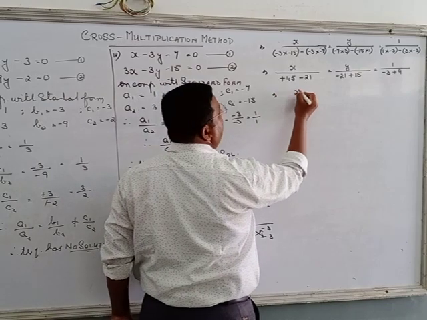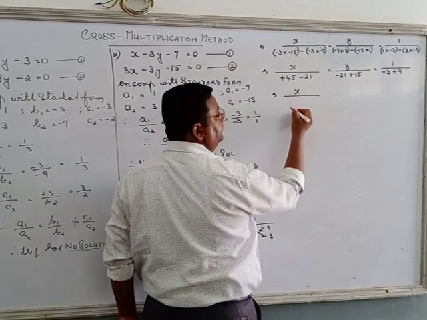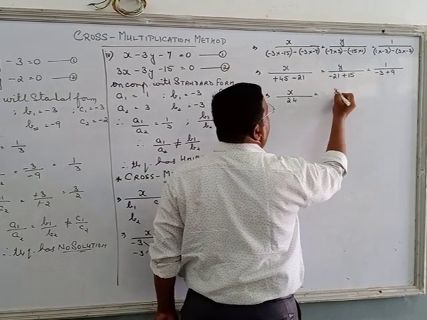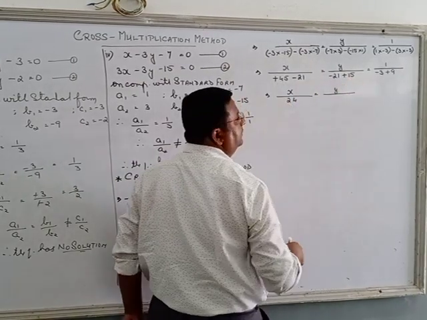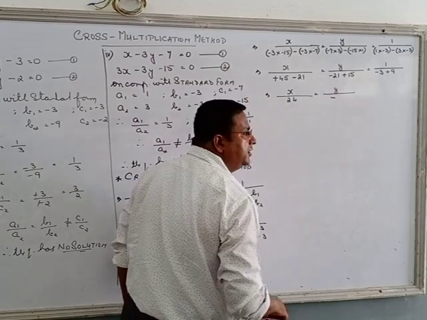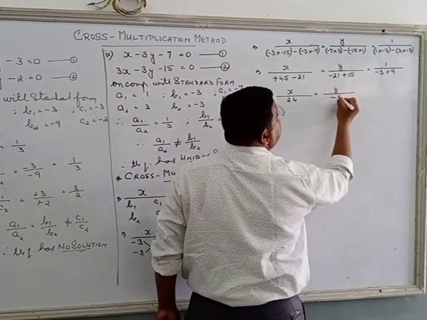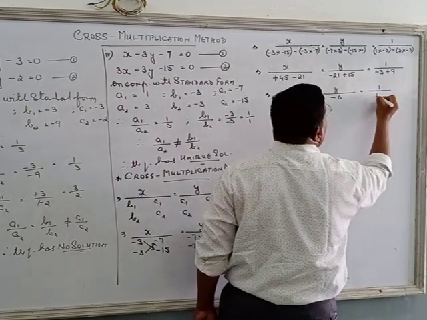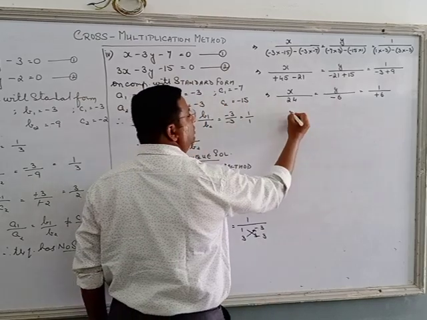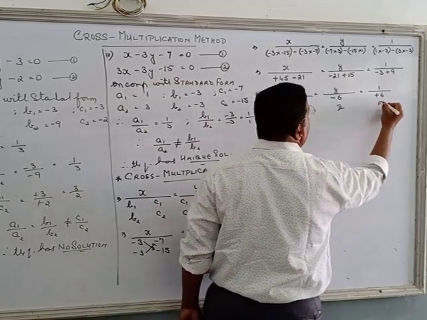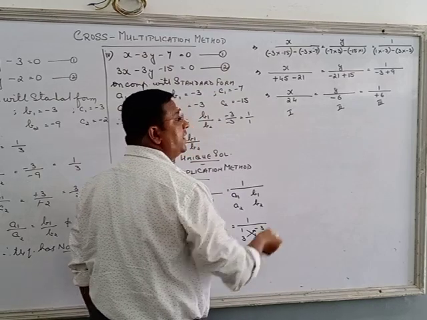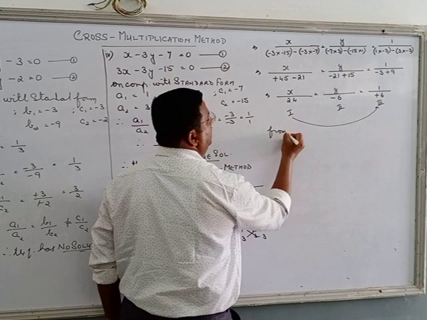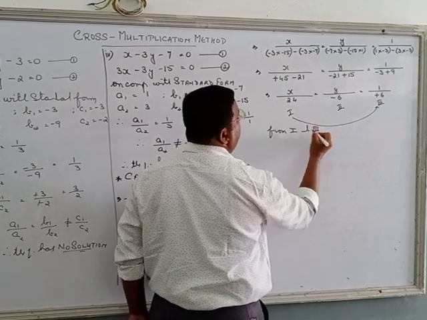Solve the terms. X upon 45 minus 21, 5 minus 1, 4, 24, equals y upon 21 minus 15, that is minus sign of the greater number, 21 minus 15, that is 6, and 1 upon minus 3 plus 9, that is plus 6. This is your first term, second term, third term. Now we need to find x and y, so we will equate first and third term.